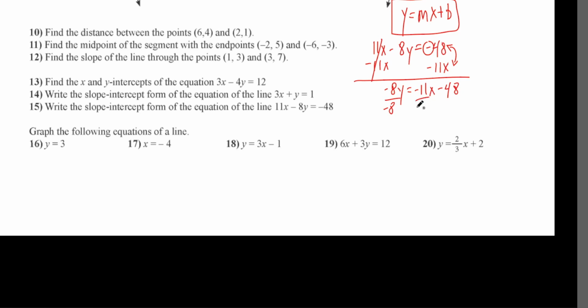Divide by negative 8. Okay, cancels. Y equals negative over negative is positive 11 over 8. What's negative over negative again? Positive. What's 48 divided by 8? 6. That's your answer right there. Looks like it was hard, but really it's not bad at all.